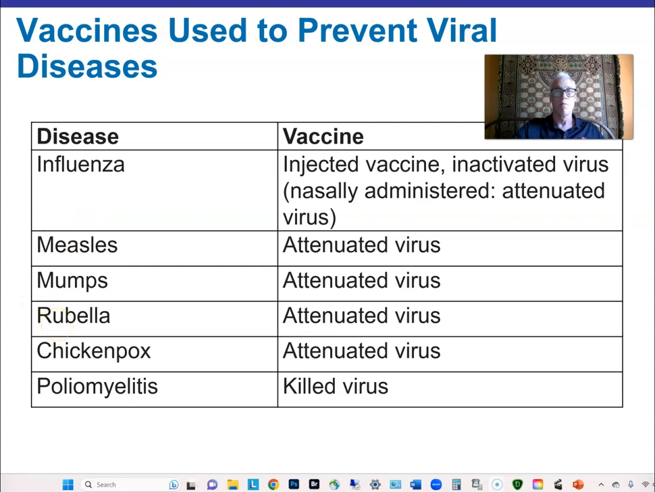Mumps is another one, and rubella produces German measles. Chickenpox, the varicella vaccine, human herpes virus 3. There's a vaccine against chickenpox so that people don't have latent HHV-3 viruses living in the dorsal root ganglia of their sensory neurons, and they don't get shingles later in life. So they eliminate the chickenpox experience and also prevent the possibility of shingles.